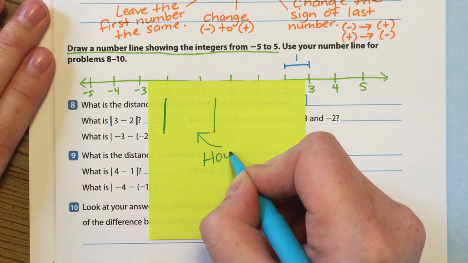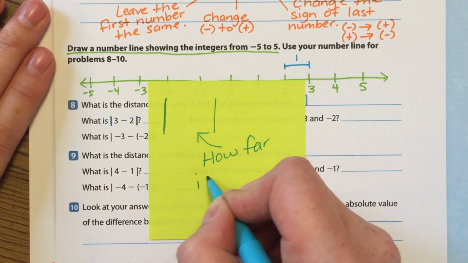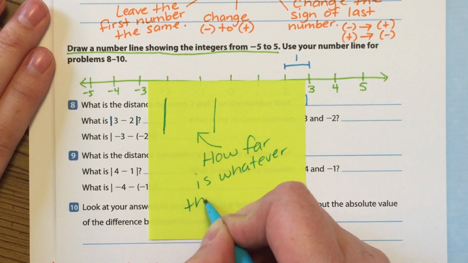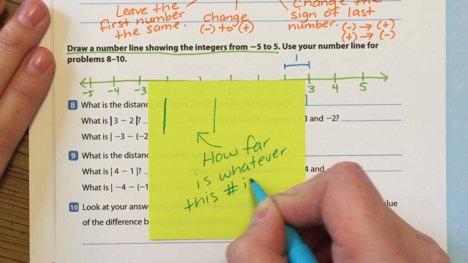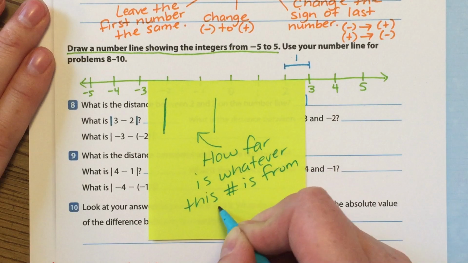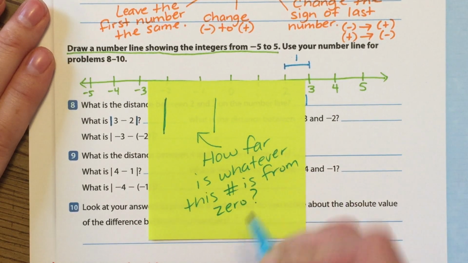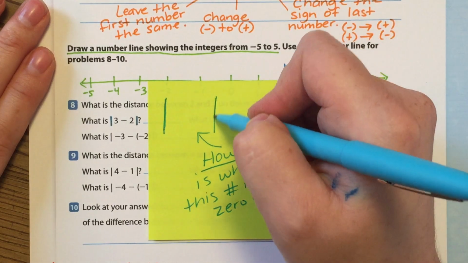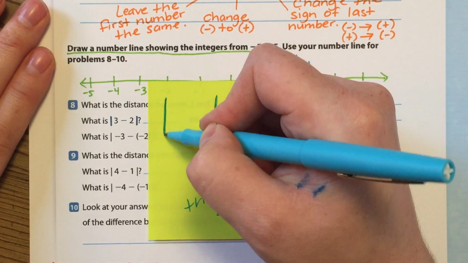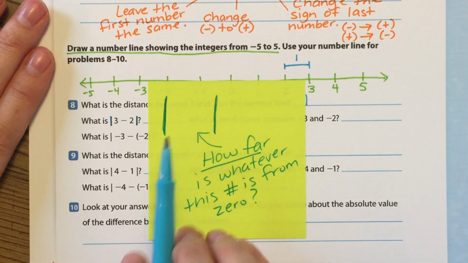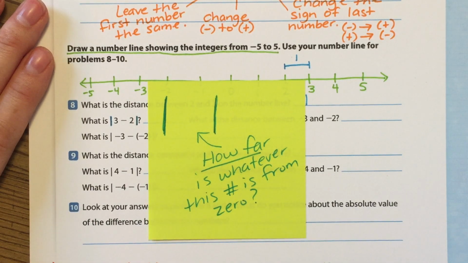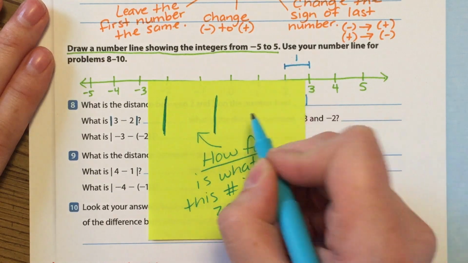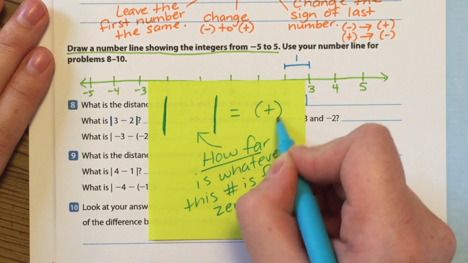0? So how far is whatever this number is from 0? And since we're talking about distance, right, how far, distance is always positive. So basically you can think about the absolute value signs as kind of a little car wash. Whatever goes in there, whether it's positive or negative, when it comes out, it's always positive.